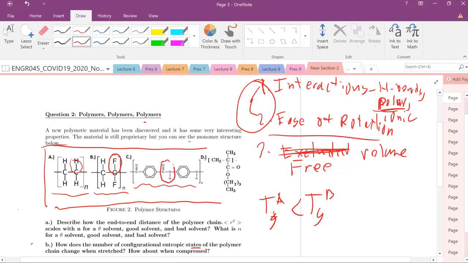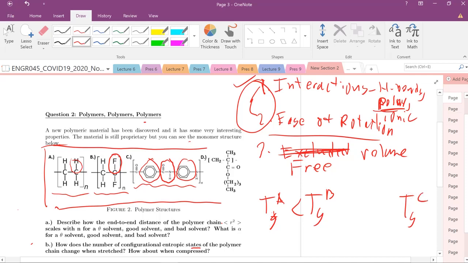Yes, amide linkage, H bonds, all the way across here. So check that one off. What about ease of rotation? These aromatic rings have lots of carbon double bonds in here. It's extremely difficult to rotate around here. So I'm going to put my TG of C at the very end here.